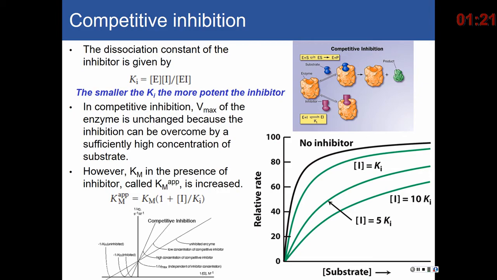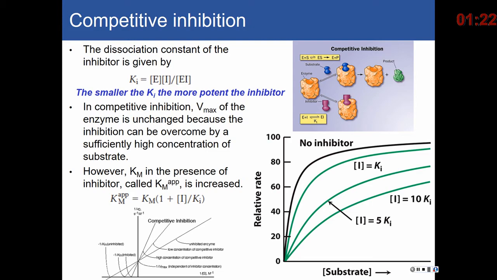So competitive inhibition, again, the dissociation constant of the inhibitor is K sub I, and that is equal to the enzyme times the concentration of the inhibitor divided by the enzyme-inhibitor complex. Same thing as if it was a substrate. But that's going to be the dissociation constant for the inhibitor. So remember that the smaller that is, the more potent the inhibitor. So small Ki, very potent inhibitor.